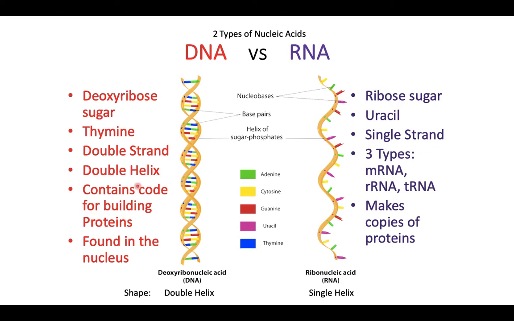As far as the function of DNA, the function is to contain the genetic code for building proteins, and the function of RNA is to make copies of proteins. And then as far as the location, DNA is found inside the nucleus. It is too big to leave the nucleus. RNA is also made in the nucleus, but it can leave the nucleus. It can leave and travel through the cytoplasm to the ribosome.